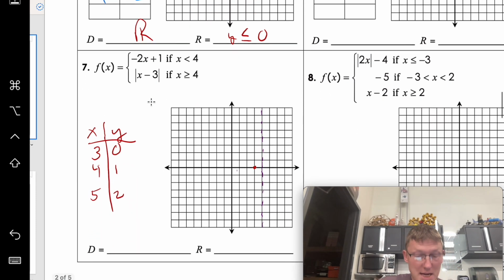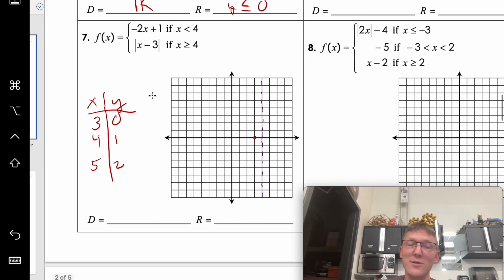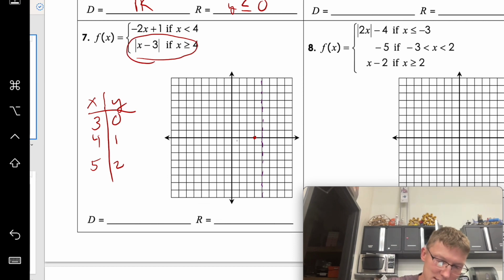So number 7 is kind of more fun. It's that piecewise function. So you guys are gonna see this over and over again, and I've heard a lot of groans because, you know, they're not hard per se, there's just a lot more steps. So here we go. What have I done so far? So I started with this one right here because it's the absolute value. So that's kind of what we were talking about.